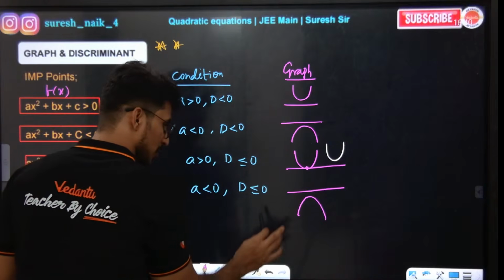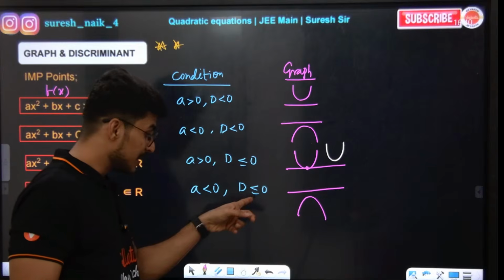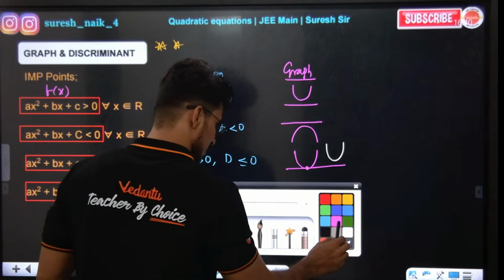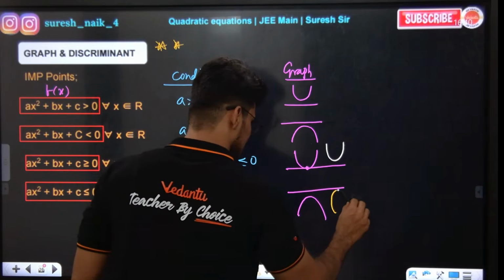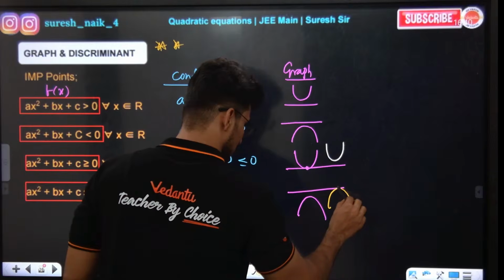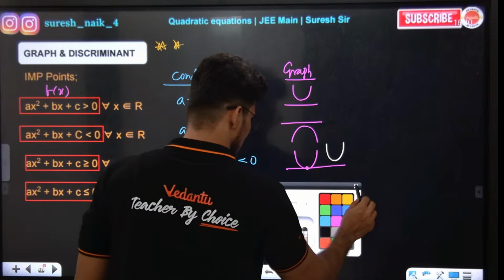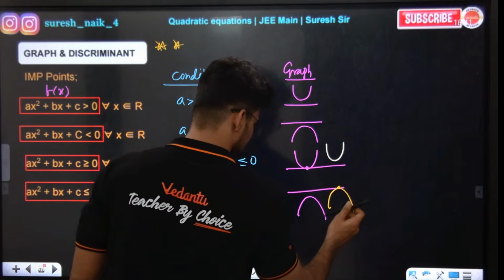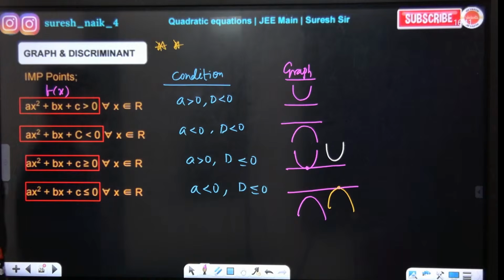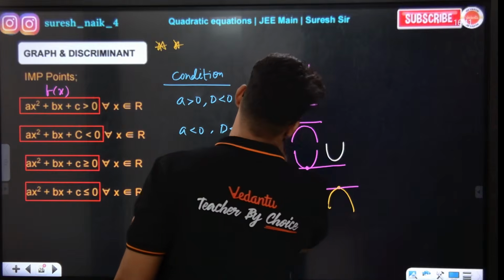Wow. Now tell me, either possibility. Now D less than 0 means the graph neither touches nor cuts. But equal to 0 means the graph can come even like this. The graph can come even like this. This is also correct. Understood? Is that clear, guys? Is that clear with everyone? Yes or no? Yes. So these are the possibilities you need to understand. These are the possibilities of the graph.